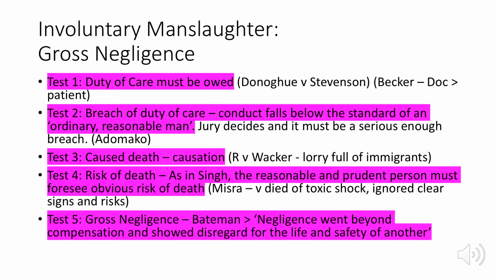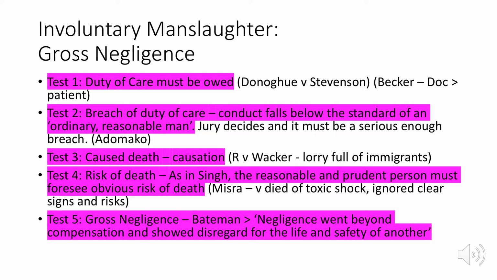Then you've got gross negligence. Now, test 1 for GN is there must be a duty of care owed. So like in Donoghue v Stevenson, the snail in the ginger beer, and Bakewell, so a doctor-patient relationship. Test 2 is that there must have been a breach of duty of that care. So this is when the conduct falls below the standard of an ordinary reasonable man. So the jury decides, and it must be a serious enough breach. So like in Adomako. Test 3 is that it caused death.